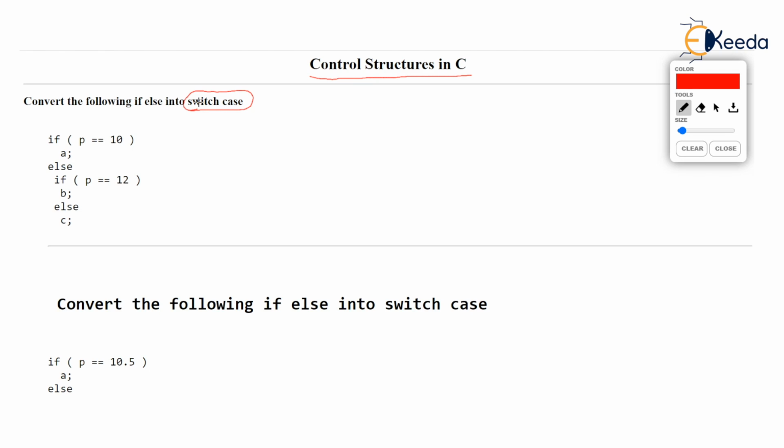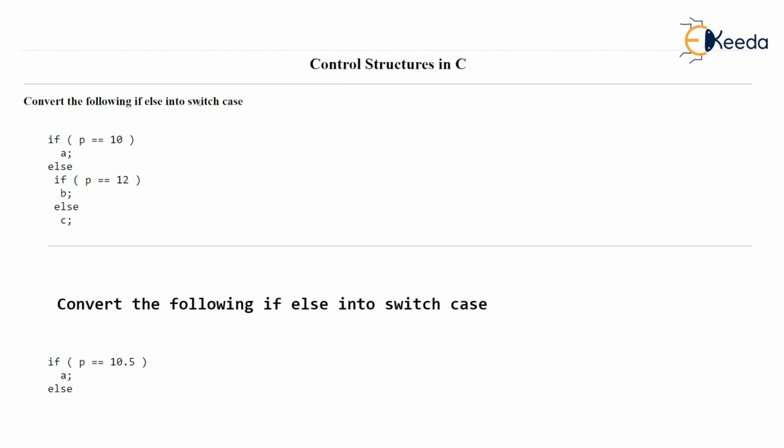Now, the question asked here is to convert the following if else into switch case. The if else given over here is: if some variable P has value 10, then execute statement A. But if P is not 10, then go to else and check the next if. The next if asks, is P equal to 12? If P is 12, then execute statement B. Otherwise, in the last else, execute statement C. So C will execute if P is anything other than 10 or 12. Simple. So that's the nested if given, and we are asked to write this nested if in the form of switch.